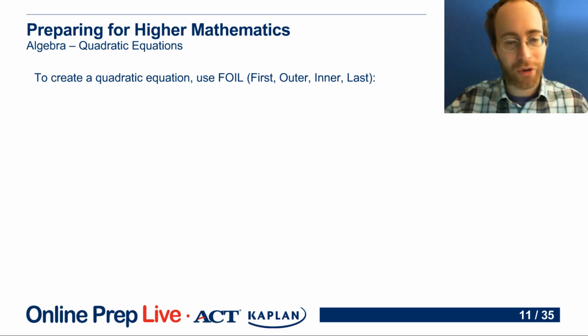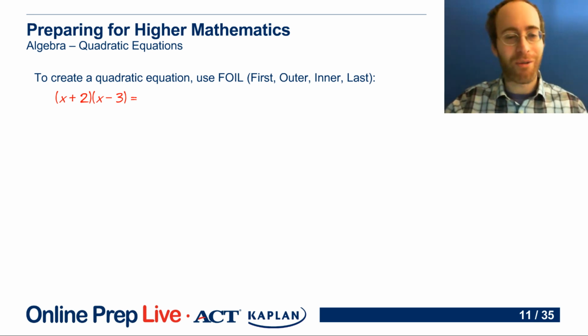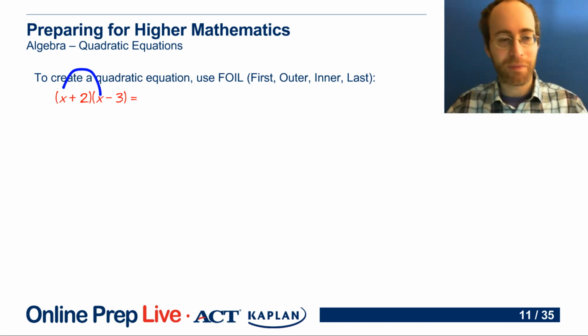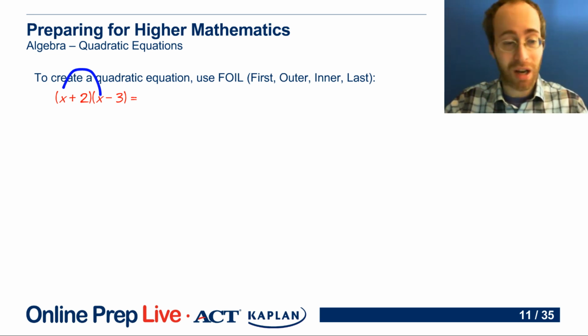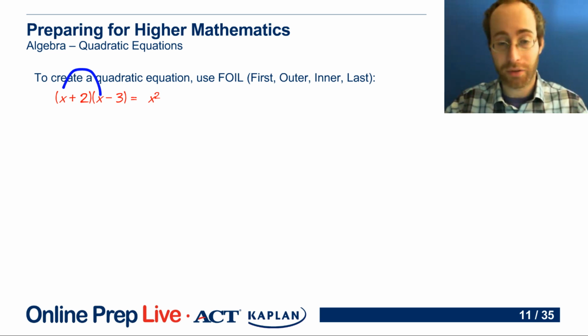So FOIL stands for first, outer, inner, last. And you use this when you expand binomials, like this one, (x + 2)(x - 3). Well, folks, tell me please in the chat, what do I get in my F step when I multiply the first terms of each of the parentheses? Well, in this case, the first terms are the x's, so when I multiply them together, I get x squared. So the first part of my answer will be x squared.